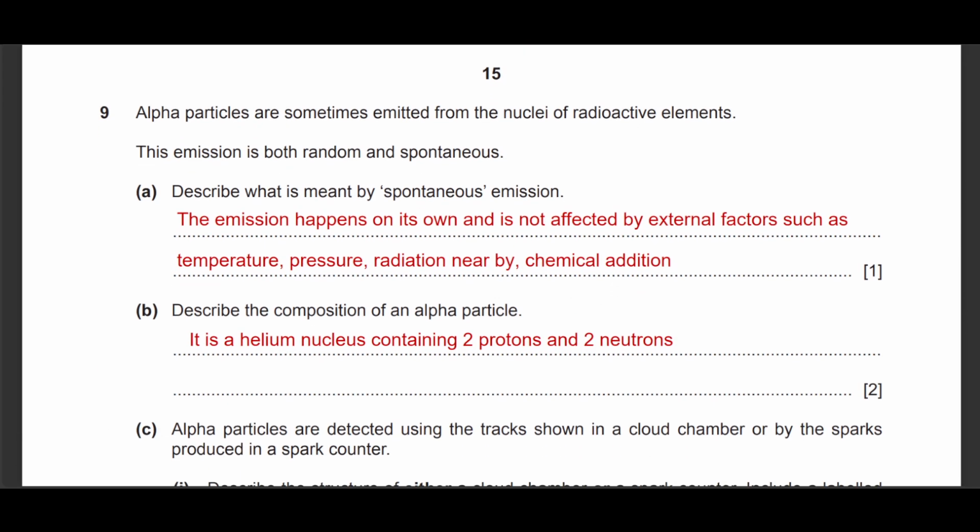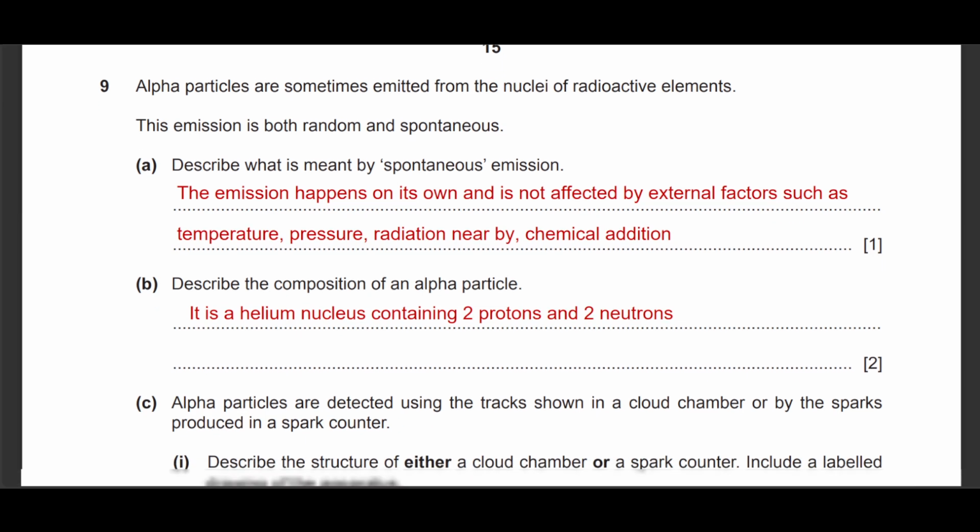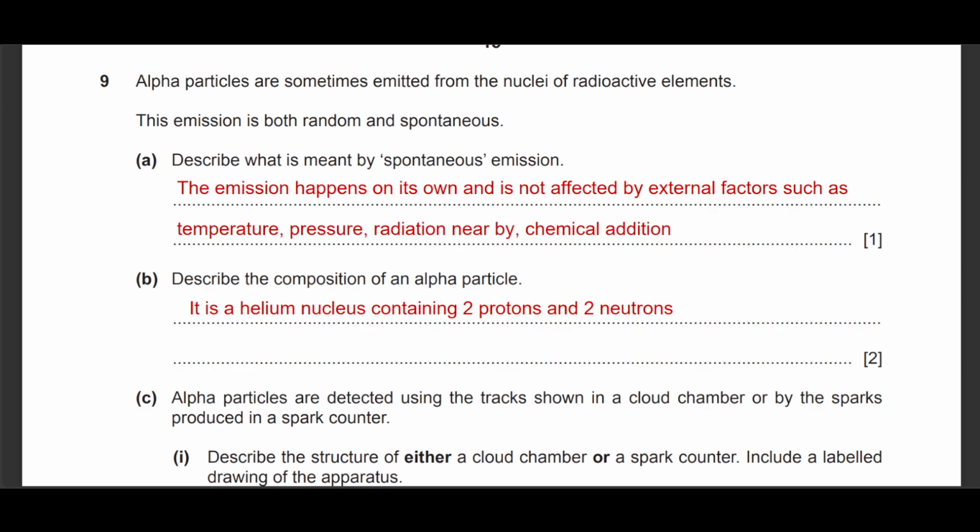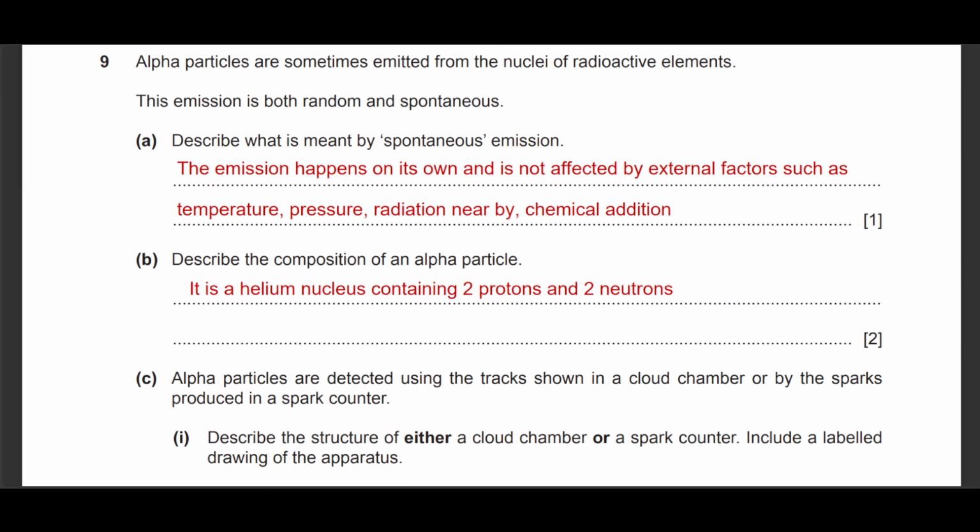Question number 9. Alpha particles are sometimes emitted from the nuclei of radioactive elements. We understand that this emission is both random and spontaneous. Describe what is meant by spontaneous. So there are two aspects of being spontaneous. The first one is that the emission happens on its own. What does that mean? It means that you didn't start it. It didn't happen from an external factor. It happened on its own, and it happens without any prediction.